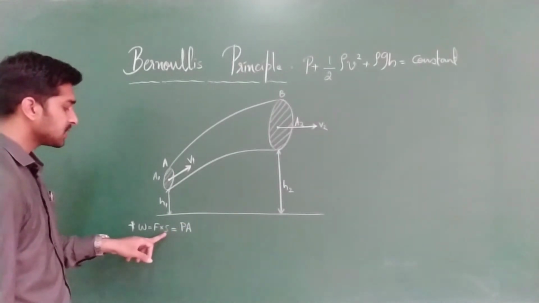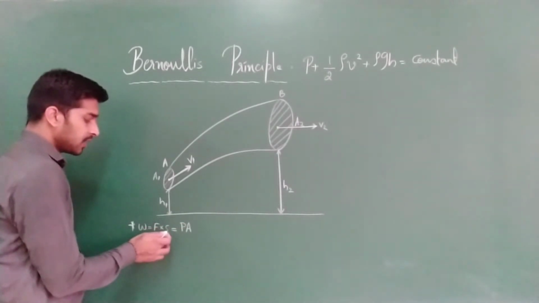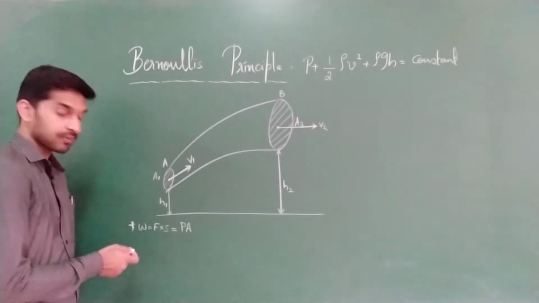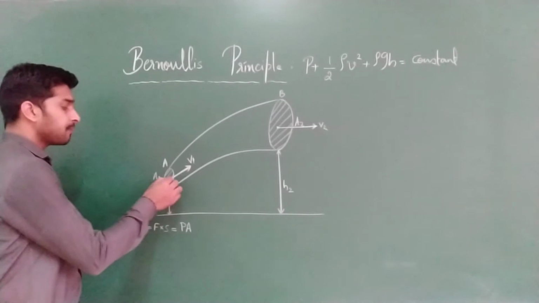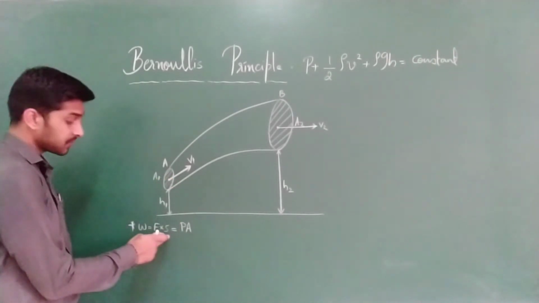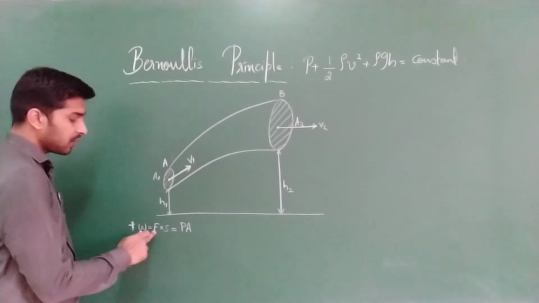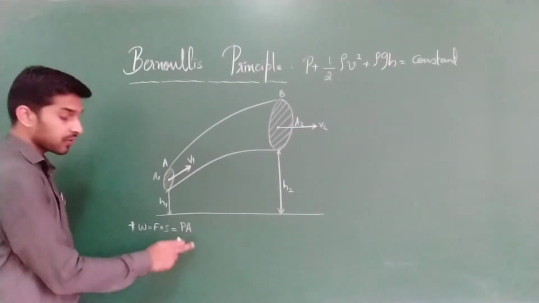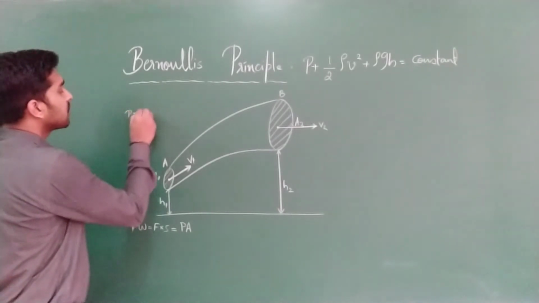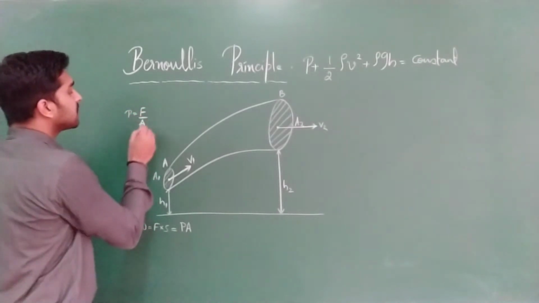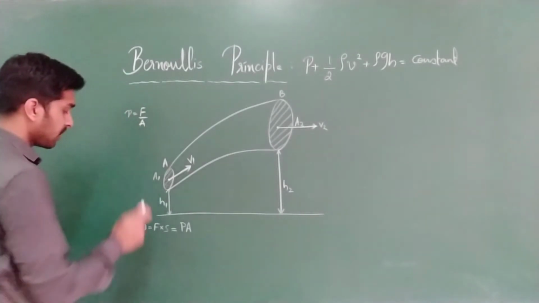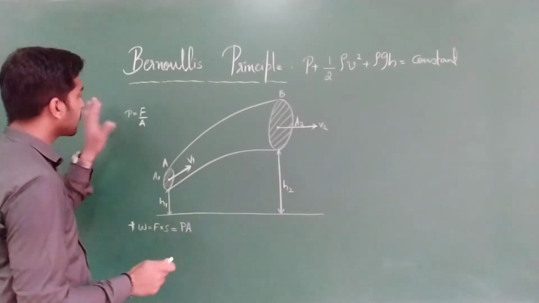Next, this is nothing but displacement. Force into displacement will give us the work done. So work done by the fluid particle at this point is F into S. F is nothing but PA. How? Because pressure is force divided by area, so force is equal to pressure into area.